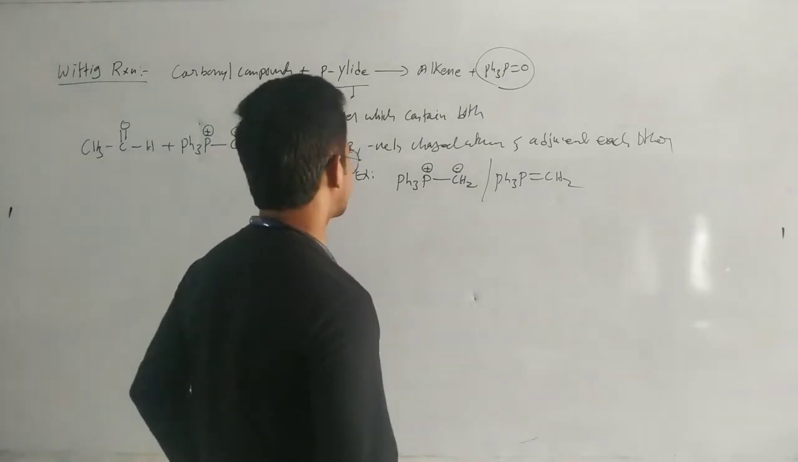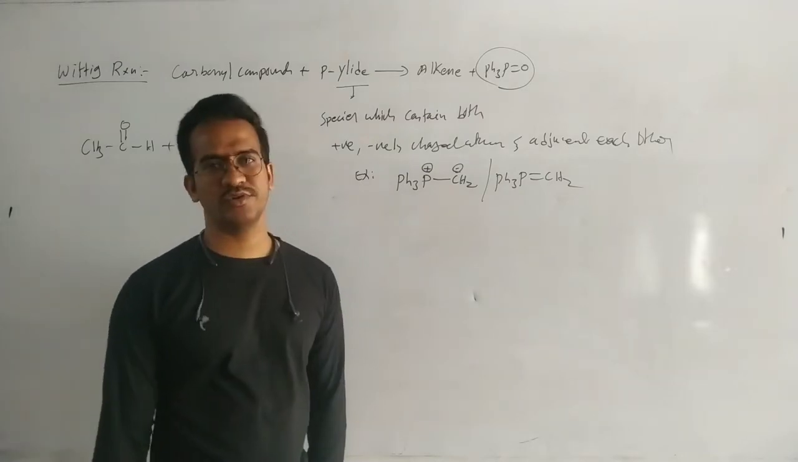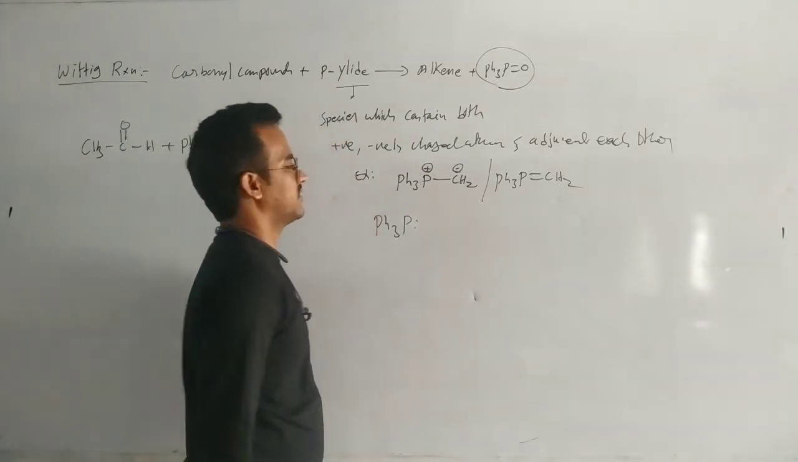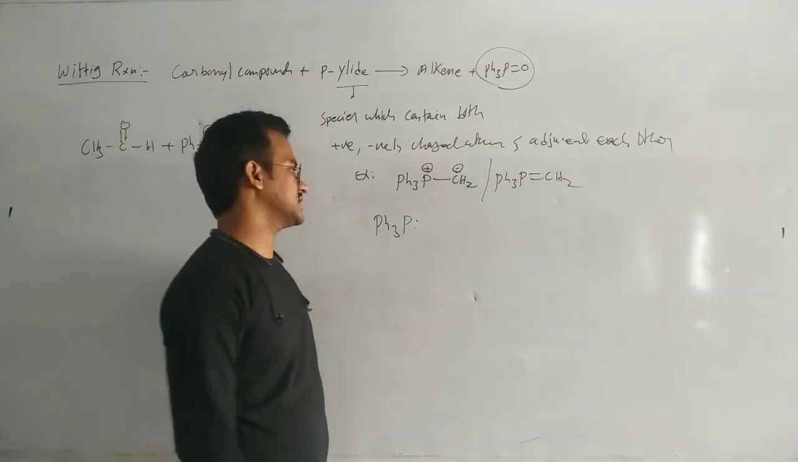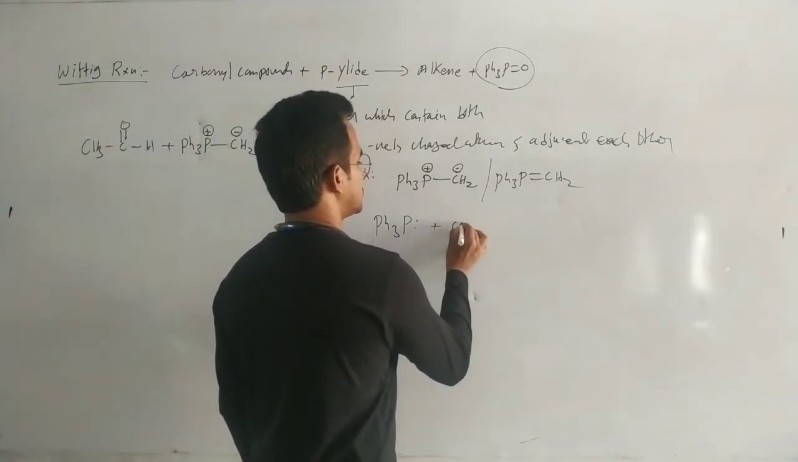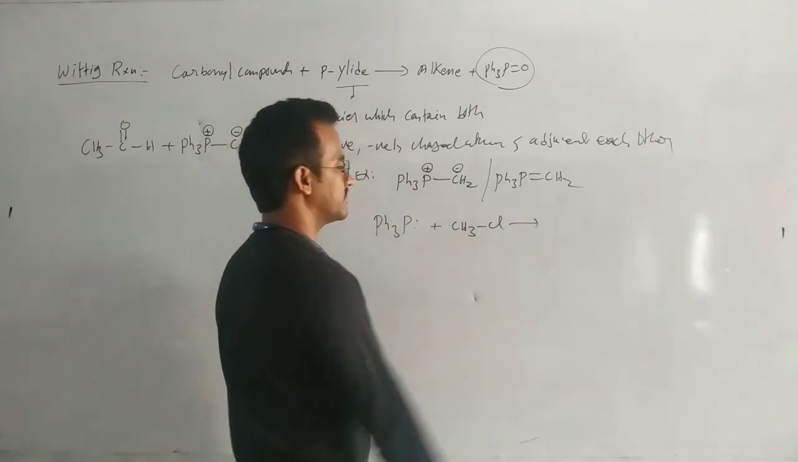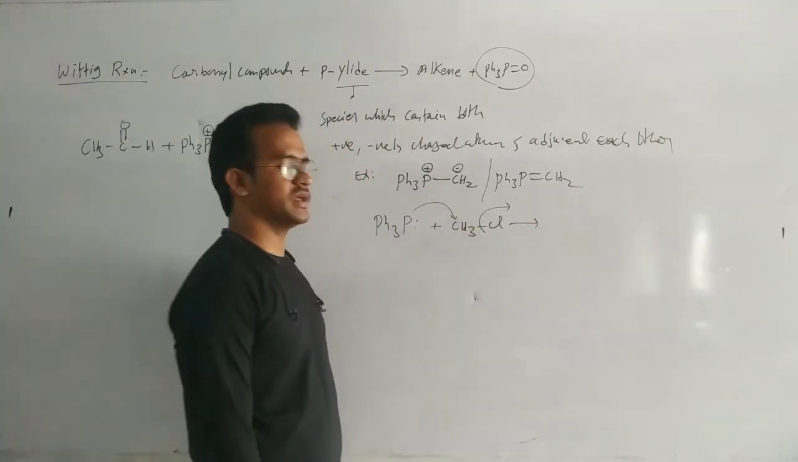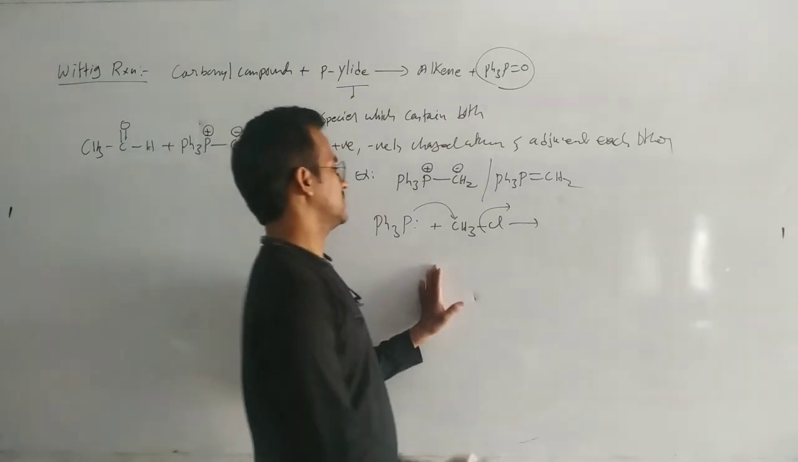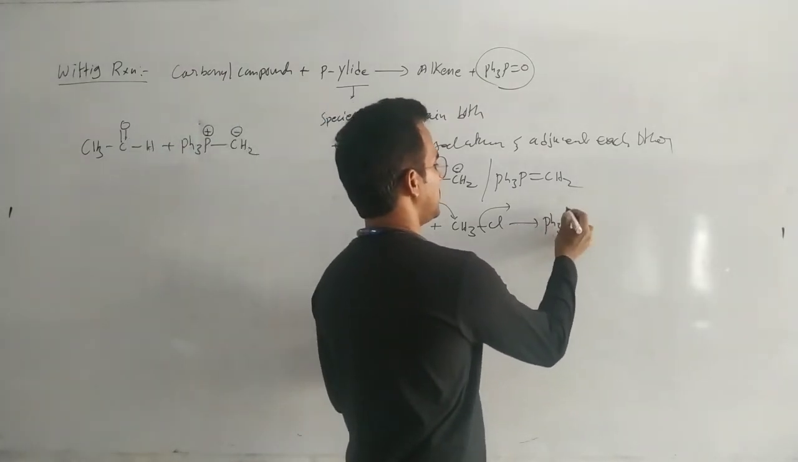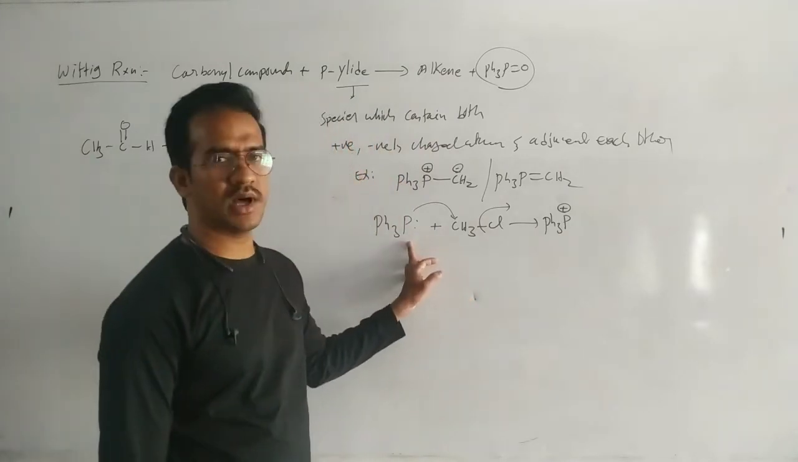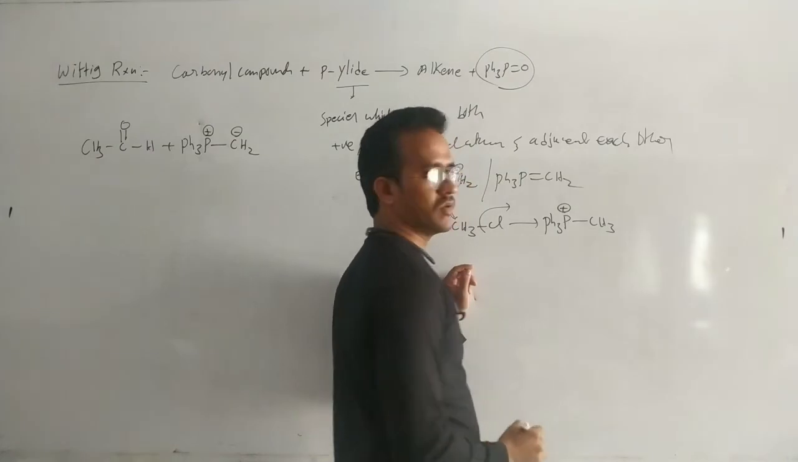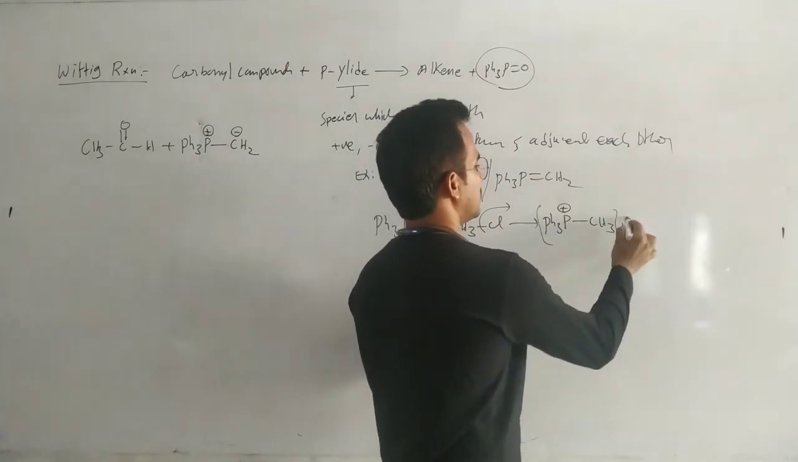So first of all, let us discuss how these phosphorus ylides are produced. First, triphenyl phosphine. This triphenyl phosphine has a lone pair of electrons. Now this one on treating with CH3Cl, nucleophilic substitution takes place. It is acting as a nucleophile. So PH3P carries a positive charge because it is a donor. And now CH3, and Cl.